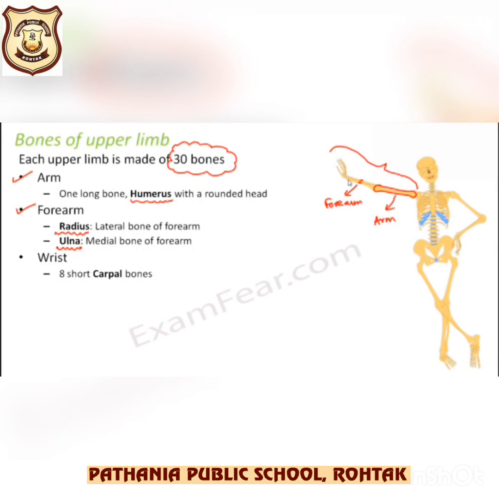The hand consists of various small bones which form the wrist, palm, and fingers. So there are 8 short carpal bones. The names of these bones, radius, ulna, carpal, are not given in your book.